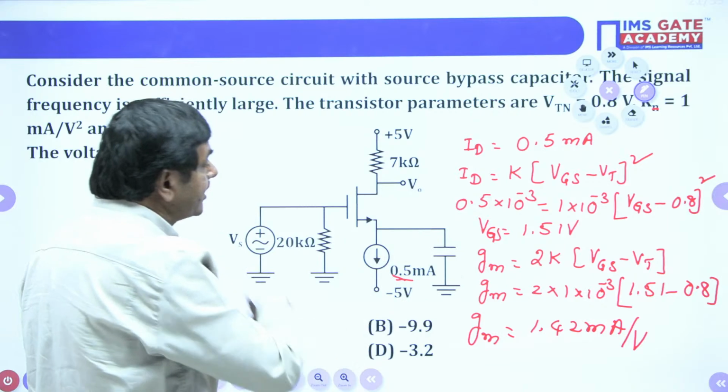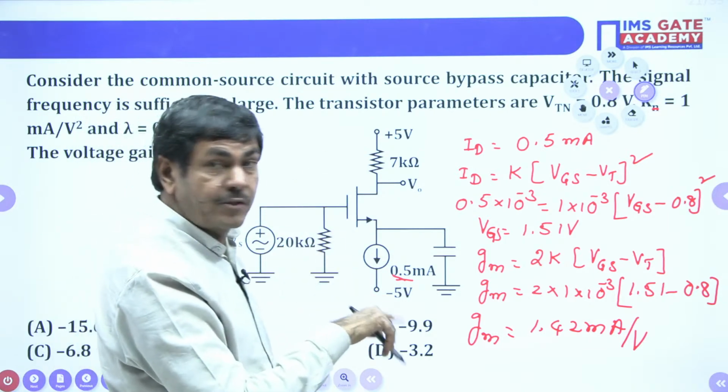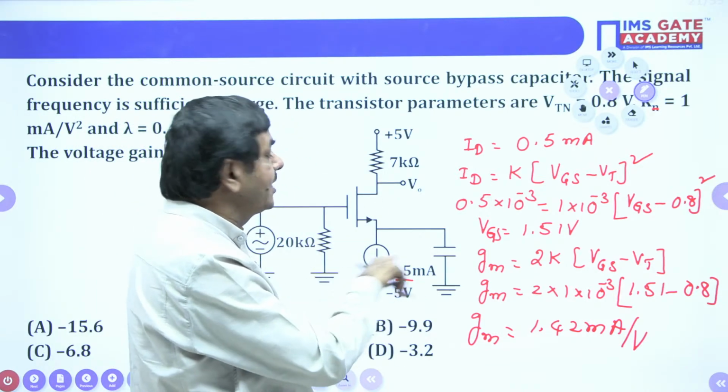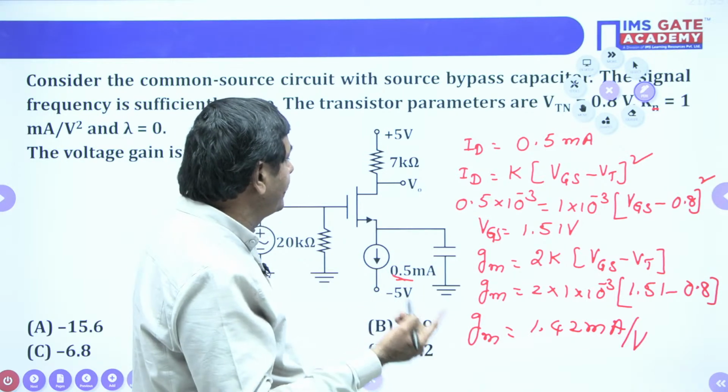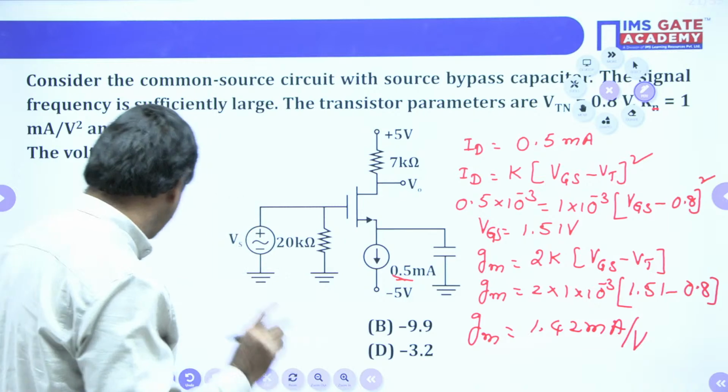For the given circuit, you draw the AC equivalent circuit. Once you get the AC equivalent circuit, we can determine the voltage gain. How can we draw it? Please watch. I will do it.